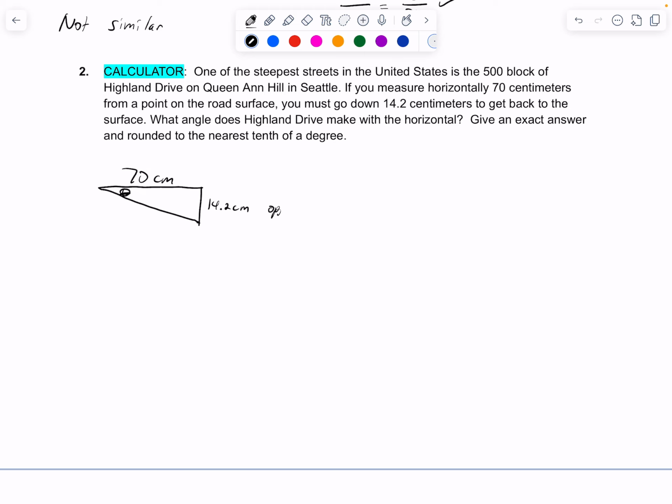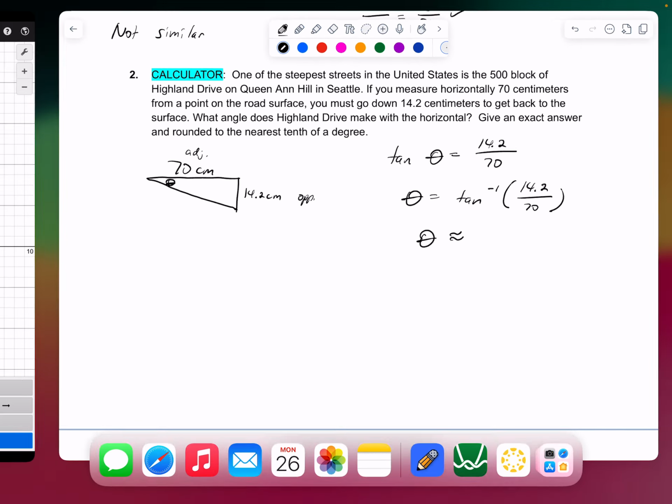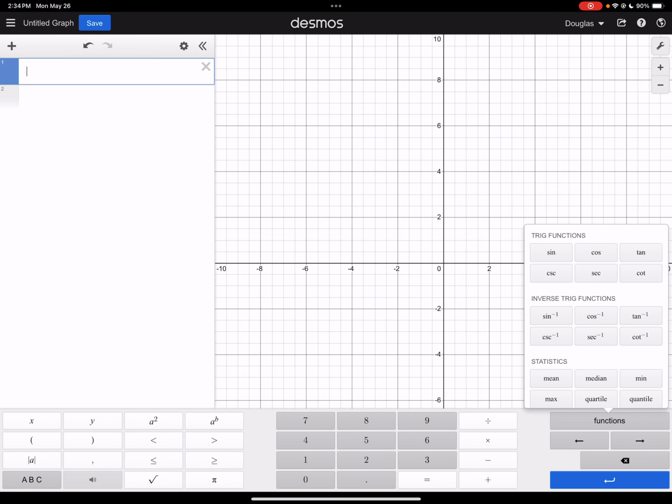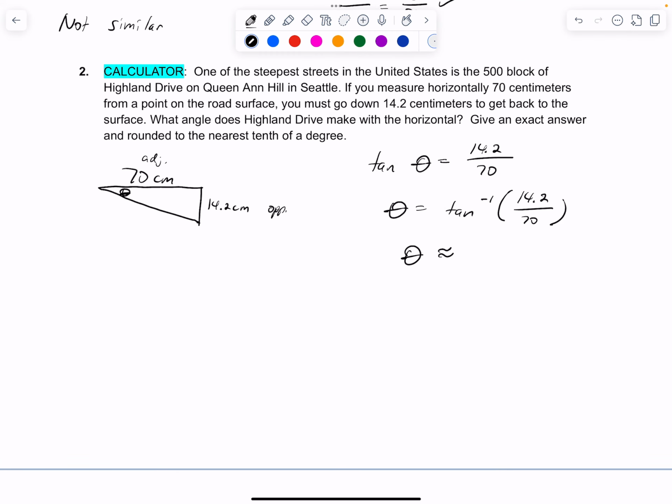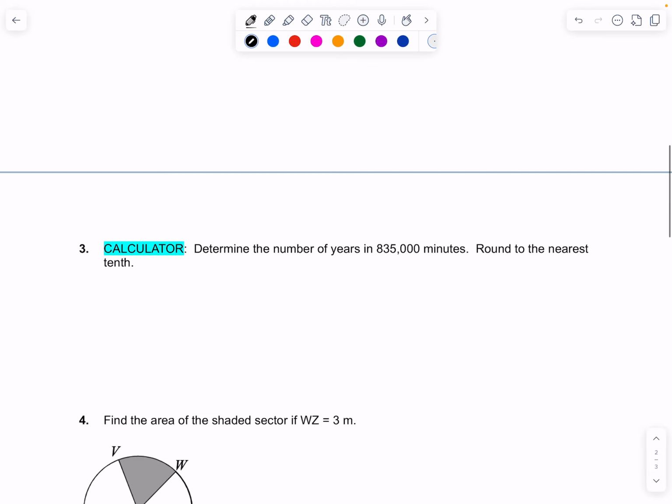So I see that this is the opposite side, this is the adjacent side, so I will be using tangent of theta equals 14.2 over 70. So because I'm solving for an angle, I'm going to write tangent to the negative first power of 14.2 over 70. So to get a rounded answer to the nearest tenth of a degree, I'm going to type in tangent to the negative first power of 14.2 over 70, which is approximately 11.5 degrees. All right, so that is it for number 2. Let's go to number 3.